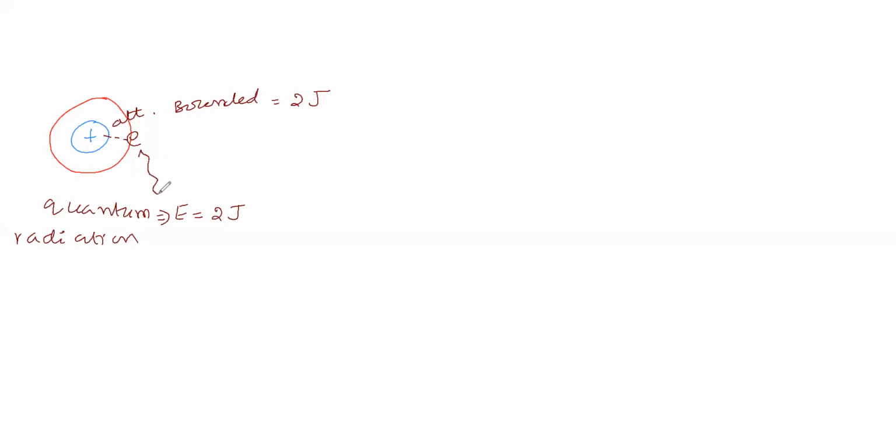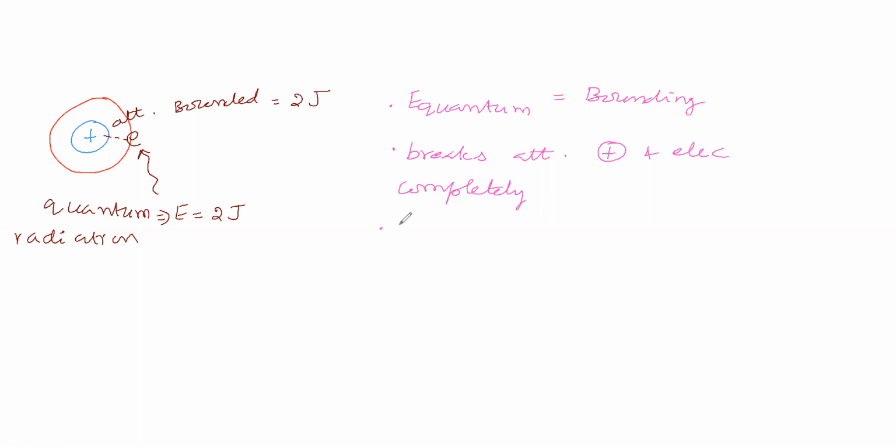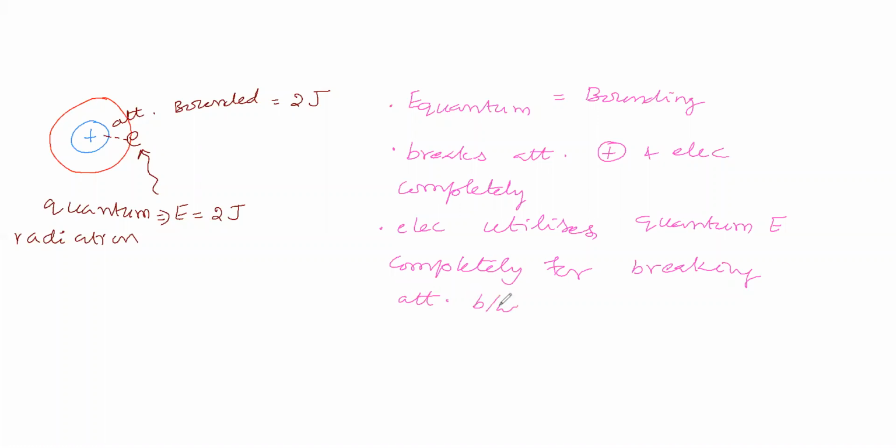Now, this quantum is falling over this electron. This electron is absorbing this energy. Here, in this case, energy of quantum is equal to the bounding force of attraction between nucleus and electron. Therefore, this electron breaks the attraction between nucleus and electron completely. For breaking, the electron utilizes quantum energy completely for breaking attraction between nucleus and electron.